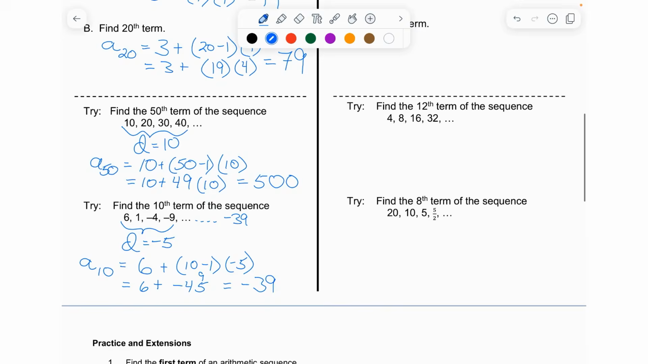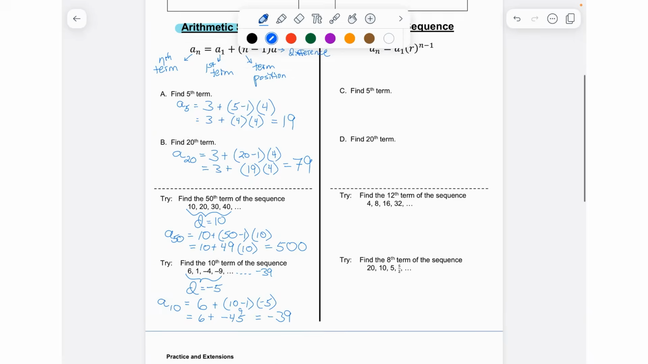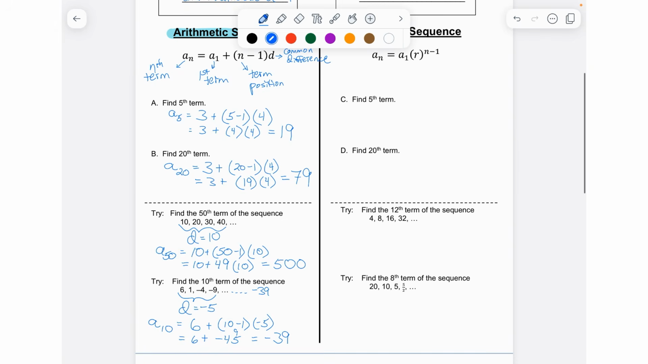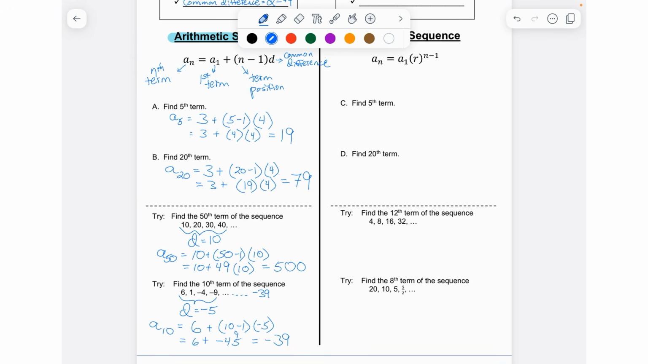At this point, since you're doing the lesson through the video, I'd like you to just pause and summarize what's something that's true about an arithmetic sequence, what's something that maybe you're not sure about. This would be something we would discuss in the classroom before we move on to the next side of the paper.